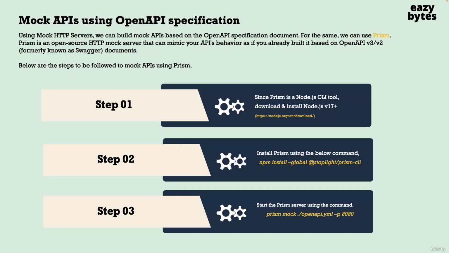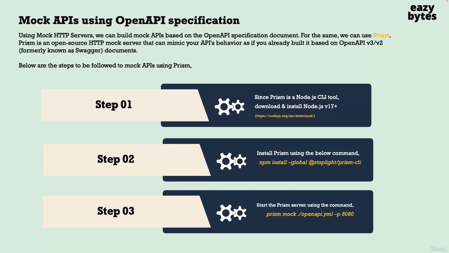Prism is an open source HTTP mock server that can mimic your API's behavior as if you had built these APIs with Java code, backend code, or Python code. Prism supports the OpenAPI 3 version and Swagger 2 version as well. But since inside this course we have used the latest version, which is OpenAPI 3, let's use the same to mock the APIs with the help of the Prism mock server.